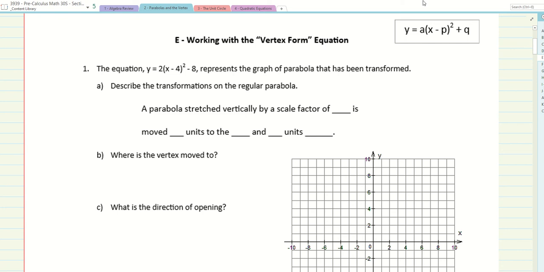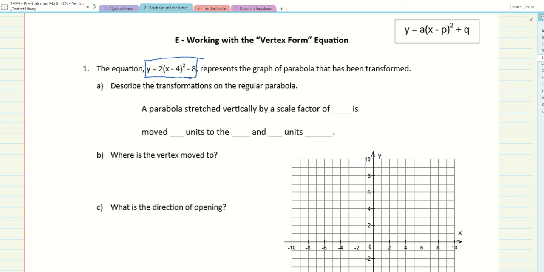All right, in this video, we're going to look at the vertex form of the parabola. That is, when we change some numbers, add, subtract, throw a number that's being multiplied in front, how that actually changes the look of the parabola. So we're going to start off with y is equal to 2 times x minus 4 squared minus 8.